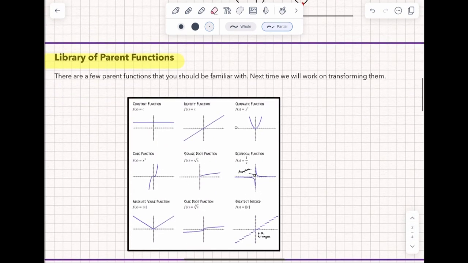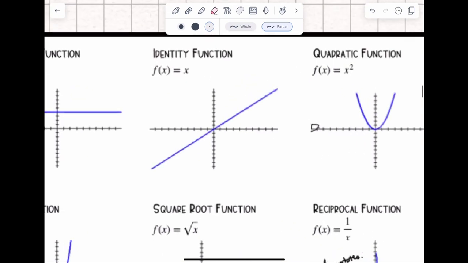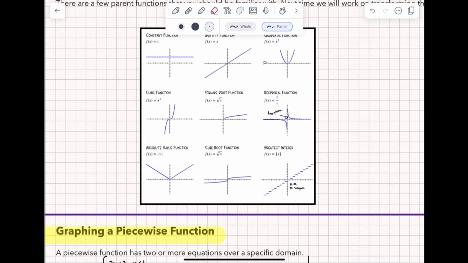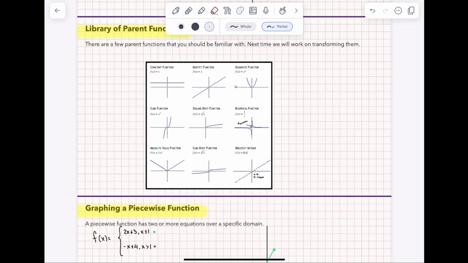So here are some functions that you should be familiar with. These will be very helpful when you learn transformations. Some of the most important functions here are the quadratic function, the identity function, the square root function, and the absolute value function.